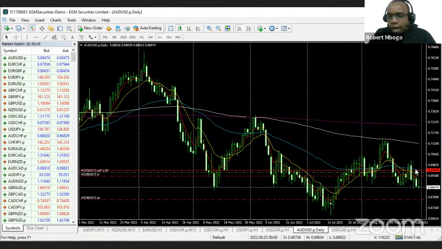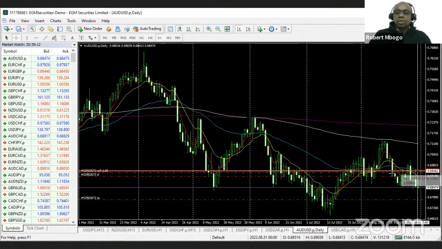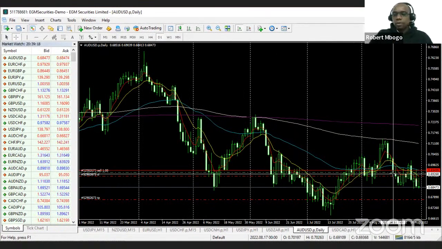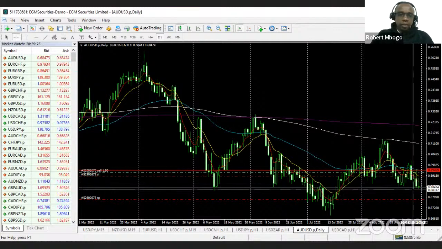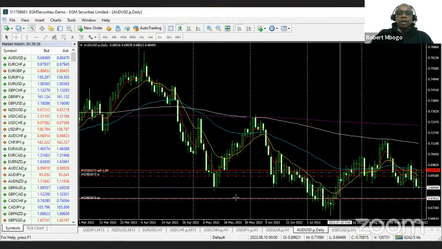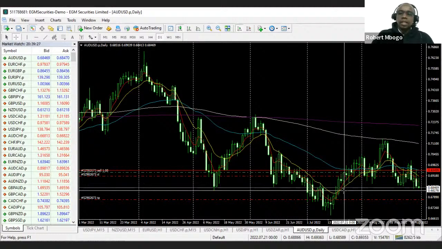So anyway, we can see right here, the neckline retest, and then from that area we can see price is dropping. So this was a setup that I was looking at, and I looked at those confluences.